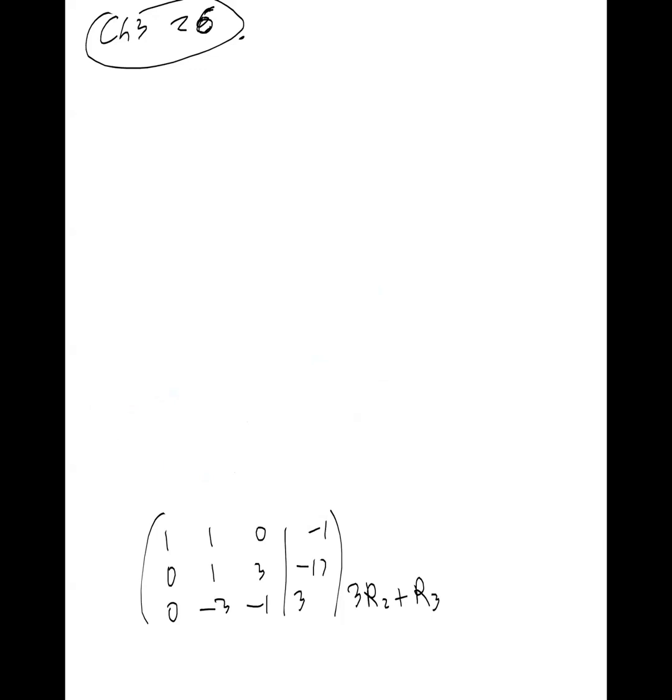Okay, so 3 times row 2 is equal to 0, 3. Okay, what is the next number going to be? 9. What's the next number going to be? -51, correct. And I'm going to add that to row 3, which is equal to 0, 0, and then what is the next one?